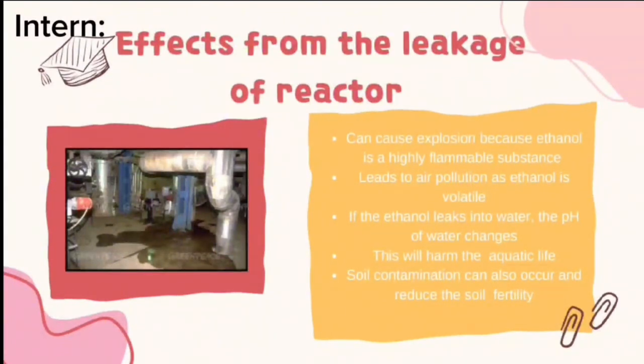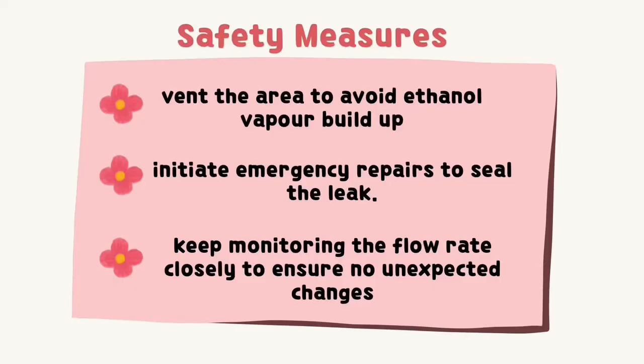These are some of the effects of the leakage of ethanol from my research. What are some of the steps that we can take to minimize the danger? The safety measures are, first, to evacuate the area to avoid ethanol vapor buildup. The second is to initiate emergency repairs to seal the leak. The last one is to keep monitoring the flow rate closely to watch for unexpected changes.